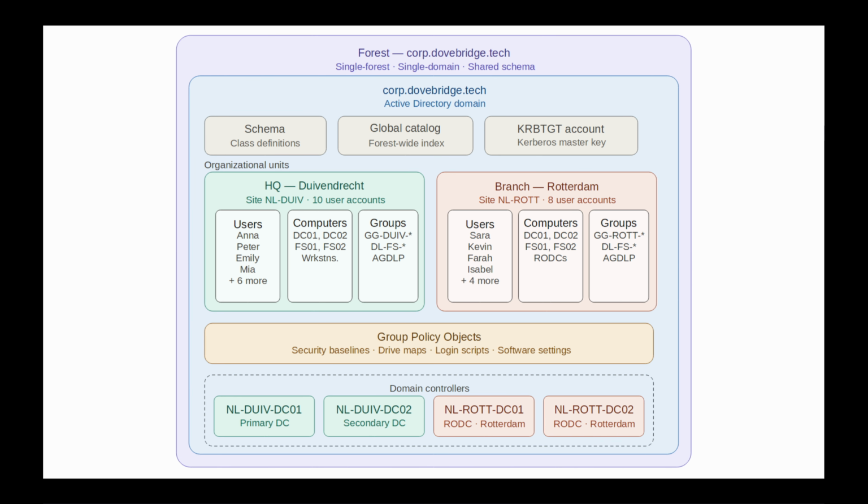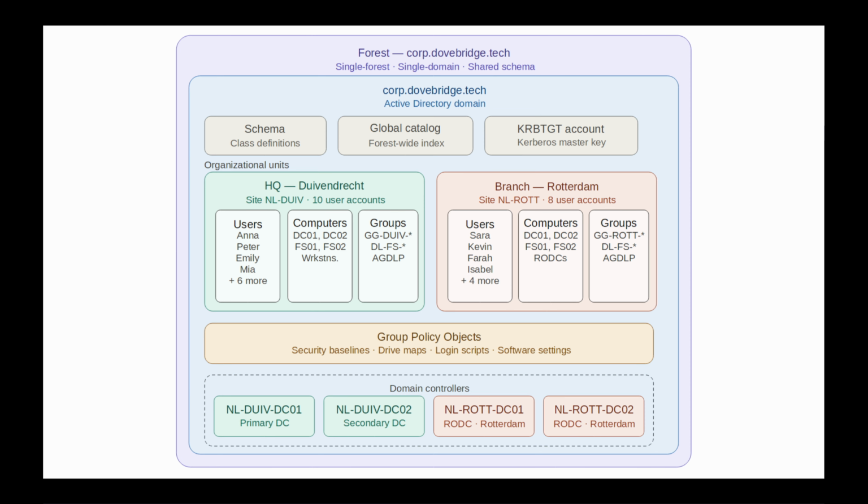Let's talk about how Active Directory is structured. And we start at the top, with the forest. The forest is the outermost boundary of an Active Directory environment. Every Active Directory deployment has exactly one forest. The forest defines a common schema, the blueprint that describes what types of objects can exist and what attributes they can have. It defines a common configuration partition. And it defines a trust boundary. All domains within the same forest implicitly trust each other.